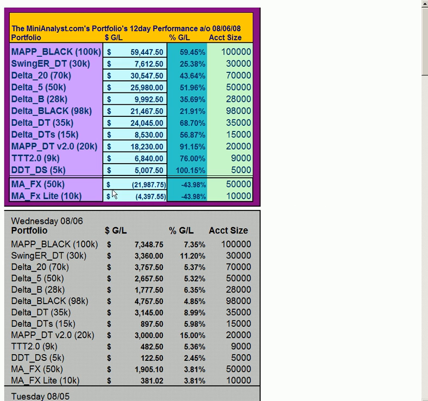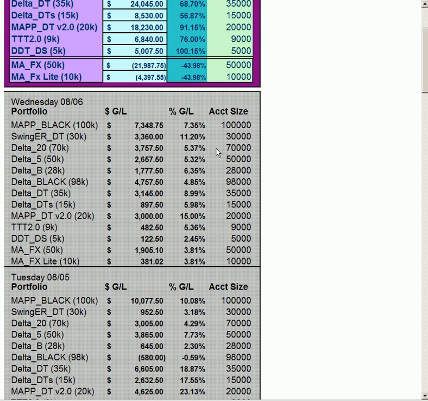These are some of our primary portfolios. Most of our primary portfolios, the MAFX has had a nice drawdown of around 50%. So definitely a good time to start trading the venerable MAX portfolio that we've mentioned oftentimes in this space. And let's pull that up just a little bit. It's right there. So here you have it. Yesterday's move, Wednesday, 8-6. Very respectable gain of 15% for our MAP DT version 2.0.